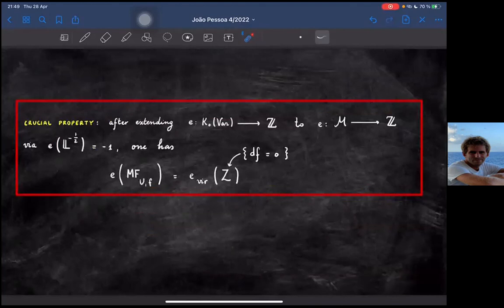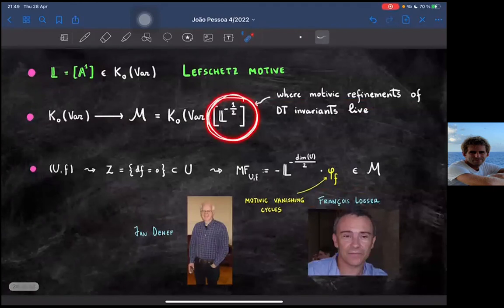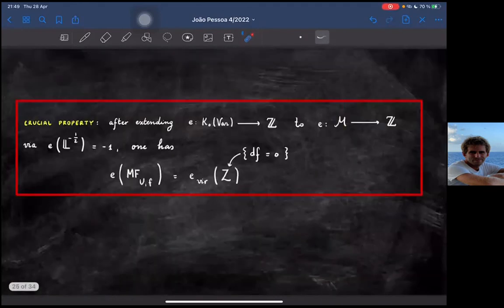So what is it for? Its crucial property is that if you now extend the Euler characteristic, which is a homomorphism, using the universal property, so we have a map like this, to the full motivic ring, so we add this element and we declare that it has Euler characteristic -1, then the Euler characteristic of this Milnor fiber is equal to the virtual Euler characteristic that we wanted to study. So this class is a motivic refinement of this number.